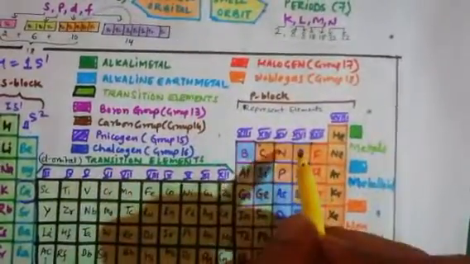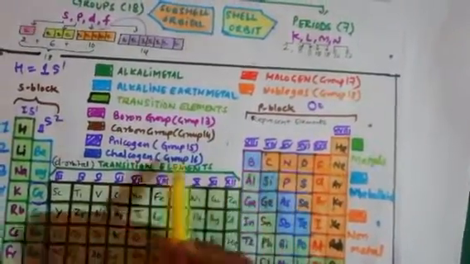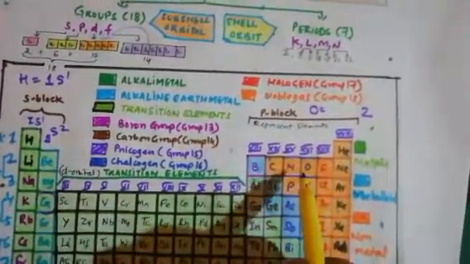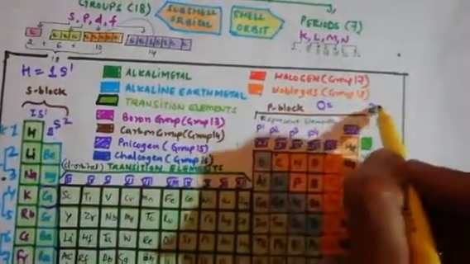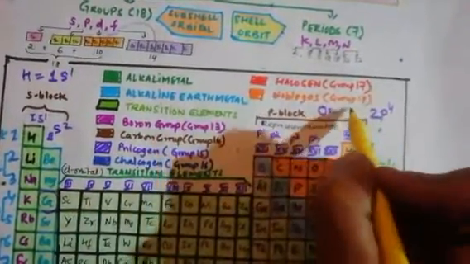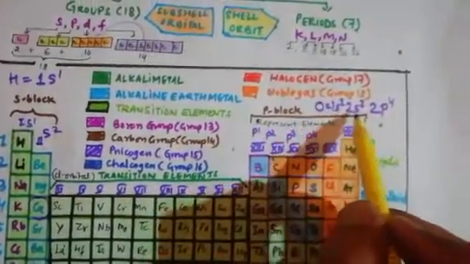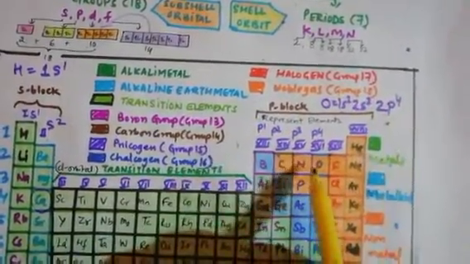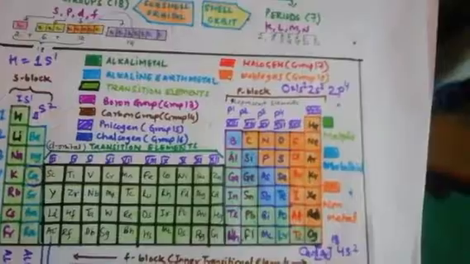Let's take one more example, oxygen. Oxygen is in the second period, so the last configuration will be 2, and below p1, p2, p3, p4, so below 4, it becomes 2p4, and before that we need to write 2s2 and 1s2. So this is the configuration of oxygen: 1s2, 2s2, 2p4. Now just for cross check, total is 4 plus 2, 6, plus 2, 8. So 8 is the atomic number of oxygen. In this way we can relate the atomic number with the electronic configuration and with the basic characteristics also.